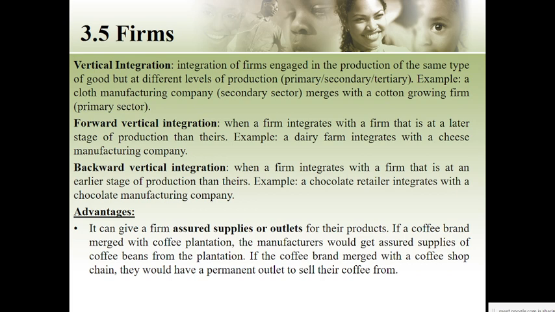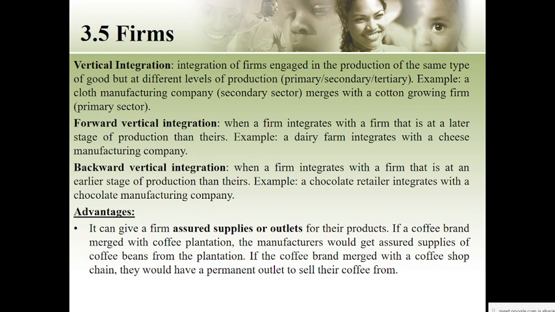Got that? Okay. Now divide vertical integration into two types. First one, forward vertical integration, the other one the backward. Now, what is the forward one? When a firm integrates with a firm that is at a later stage of production than theirs, example, a dairy farm integrates with a cheese manufacturing company. Got that? Backward, when a firm integrates with a firm that is at an earlier stage of production than theirs, example, a chocolate retailer integrates with a chocolate manufacturing company.